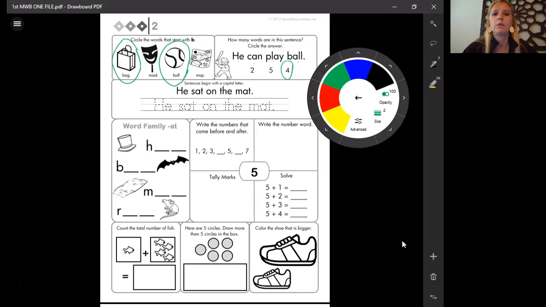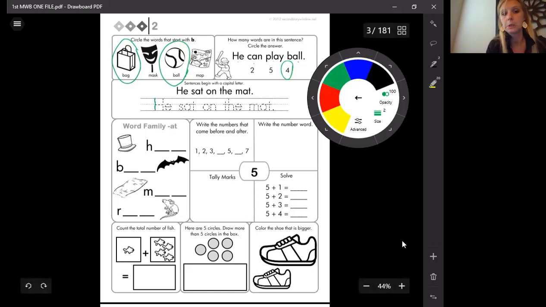All right, the next one. Sentences begin with a capital letter. We said that last time on page number 1. Sentences always have to begin with a capital letter and they always have to end with a period or some kind of punctuation. So this sentence says, he sat on the mat. He sat on the mat.